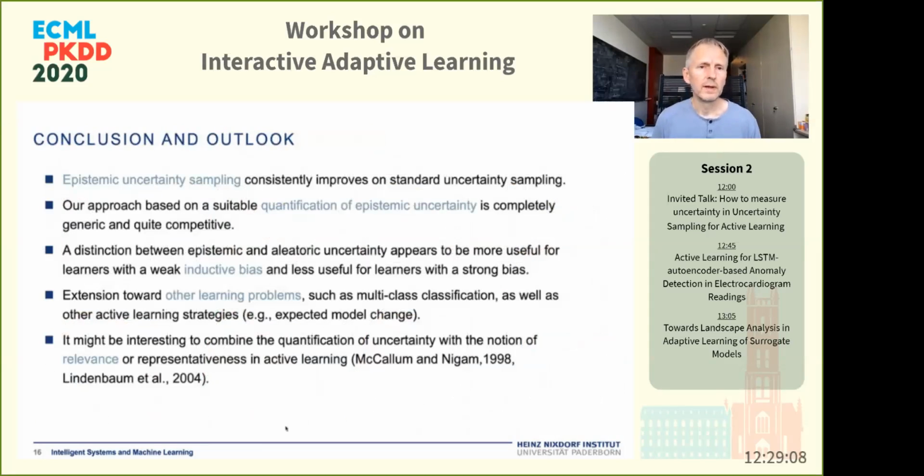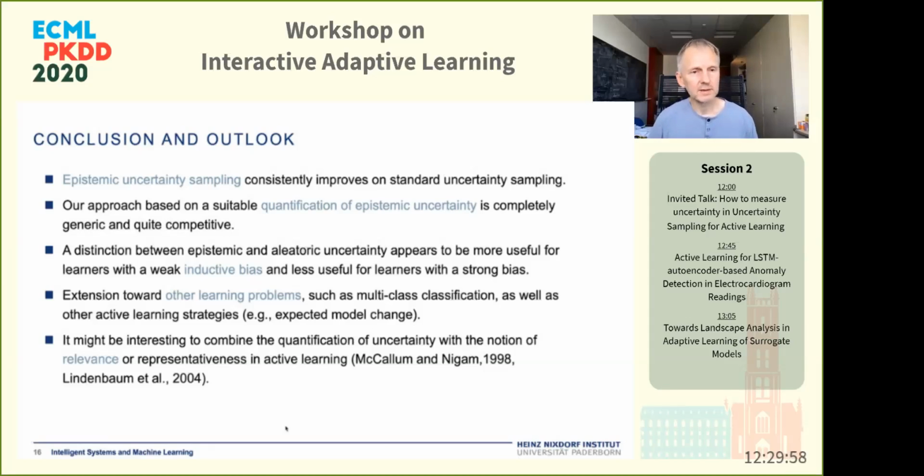Okay, so to conclude, the idea of epistemic uncertainty sampling, as I said, is to apply uncertainty sampling, but with another quantification of uncertainty, for which we made a proposal. Our first experiments show that this conjecture, that you should look more at epistemic and less at aleatoric uncertainty in active learning, is correct. Most of the time, epistemic uncertainty sampling improves on standard uncertainty sampling, and specifically also on aleatoric uncertainty sampling. So also our specific approach, our proposal for quantifying epistemic uncertainty, seems to work quite well.